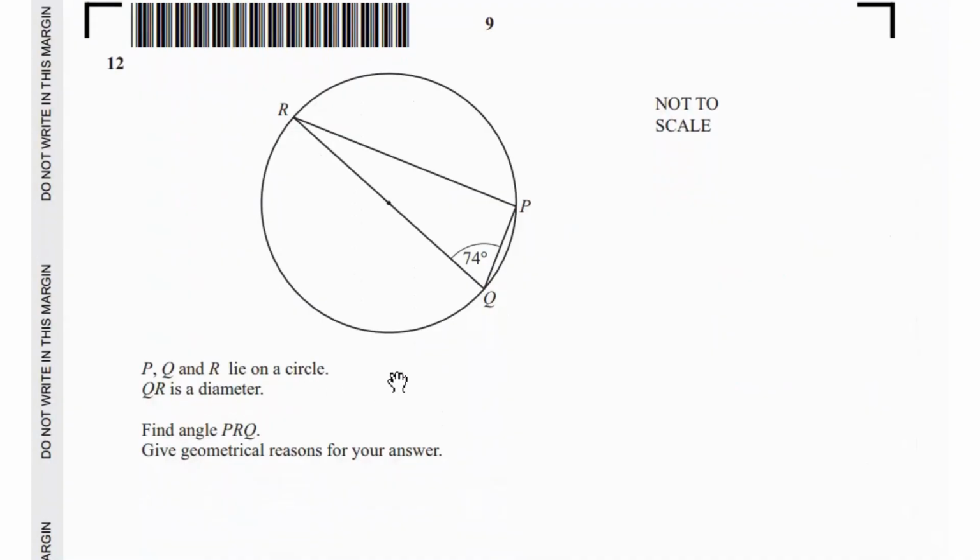Then P, Q, and R lie on a circle. QR is the diameter. Find angle PRQ.